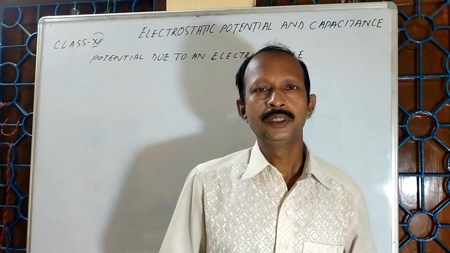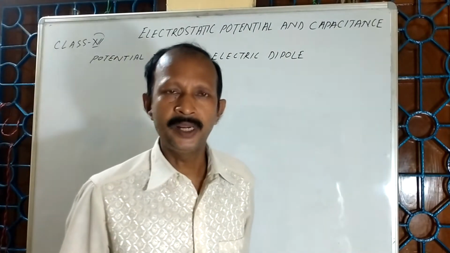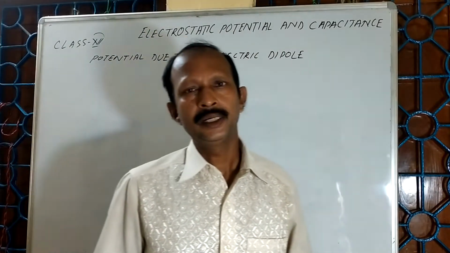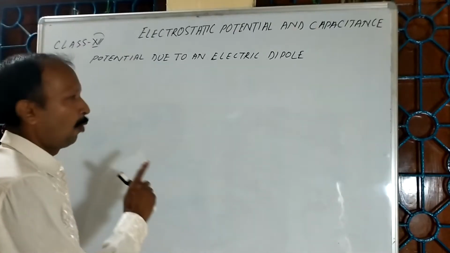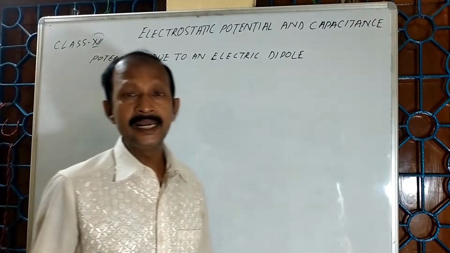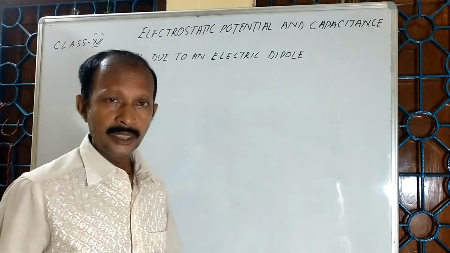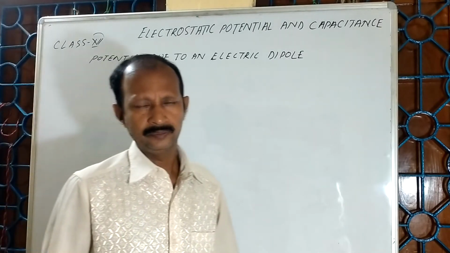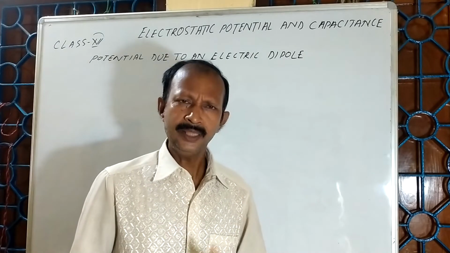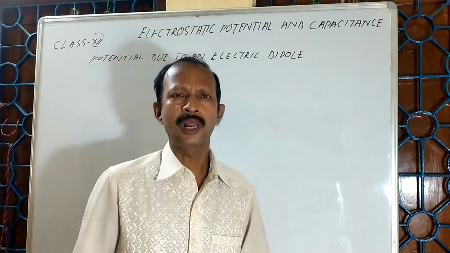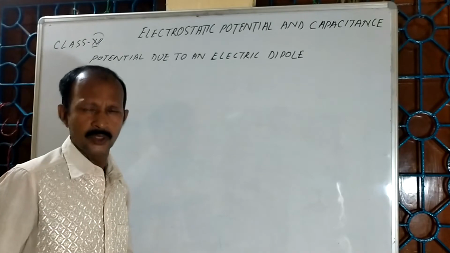This video is just an extension of my previous video where I explained electric potential and potential energy. Today's topic is potential due to an electric dipole. That means if a dipole is there, surrounding it the electric field is there. In that electric field, how to calculate the potential?